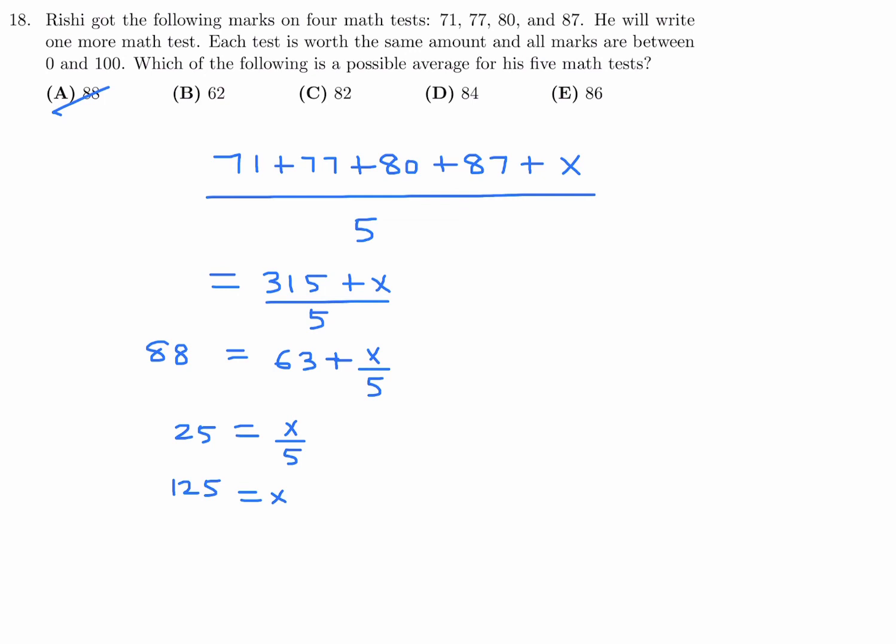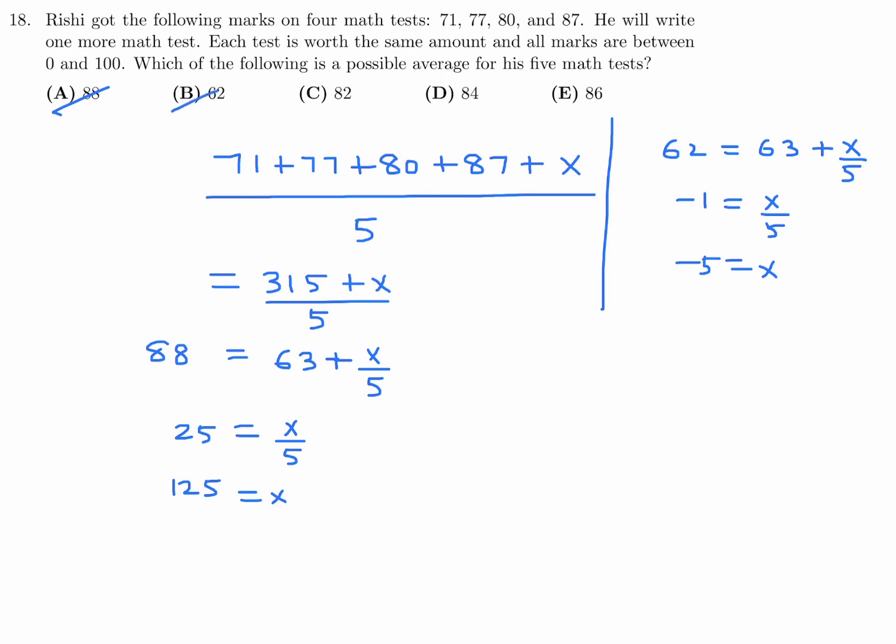The next one, 62, well, that's not going to work. I can immediately tell you because we already have 63. But I'll just show you mathematically. That's going to be the equation. But that means X over 5 will be equal to -1, so X is -5. And you can't get -5 on a test. Well, maybe you can, but not on this test.